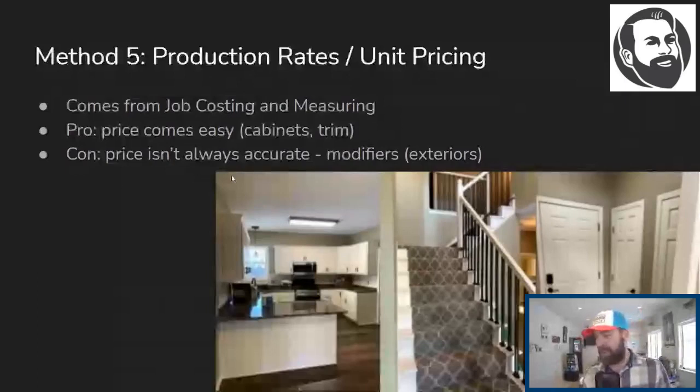The con, the price isn't always accurate. The areas where this works great, production rates and unit pricing, we have great luck with cabinets. We charge a fixed price per door and drawer. We charge a fixed price for sort of open shelf, things like that. We charge a fixed price for a lot of things. We also have production rates for drywall. We're zeroing those in because that's way more standardized. When you get to painting the outside of a house, there's the cons. It's not always accurate.